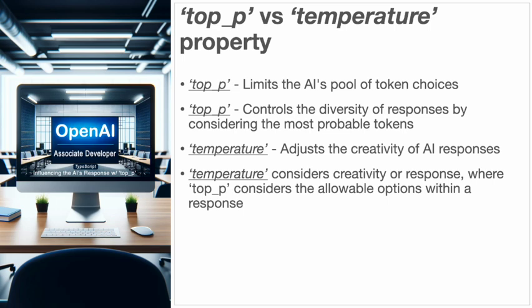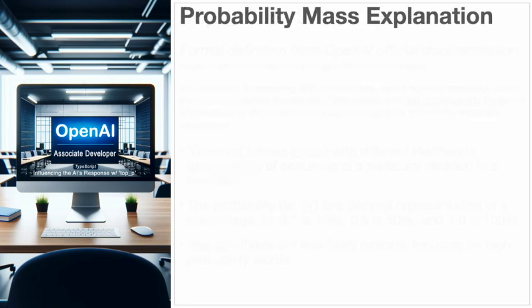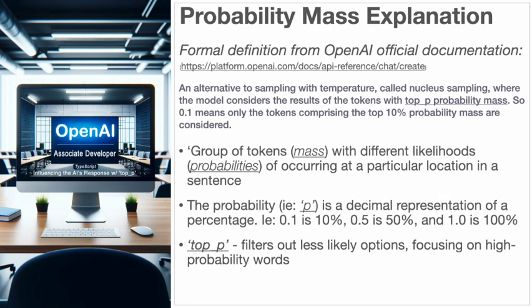So the top P, rather than adjusting the creativity of the AI's responses as the temperature property does, instead limits the AI's pool of token choices. This restriction is based on the probability mass of the tokens generated by the model. All this means is, there is a group of tokens, i.e. mass, and each token is more or less likely, i.e. the probability, to make sense in a typical sentence structure.